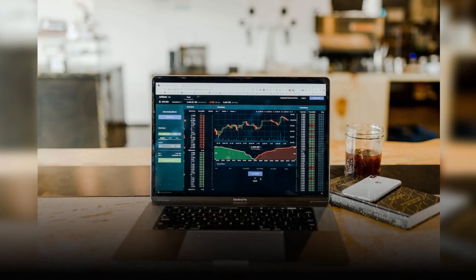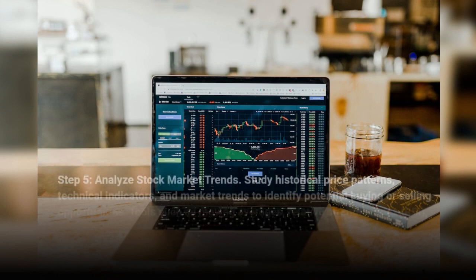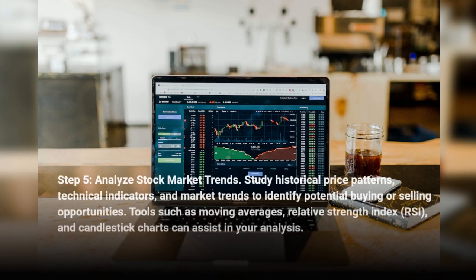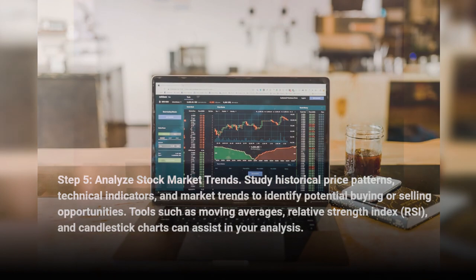Step 5. Analyze stock market trends. Study historical price patterns, technical indicators, and market trends to identify potential buying or selling opportunities. Tools such as moving averages, relative strength index (RSI), and candlestick charts can assist in your analysis.